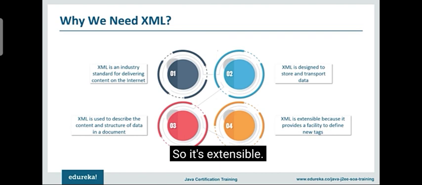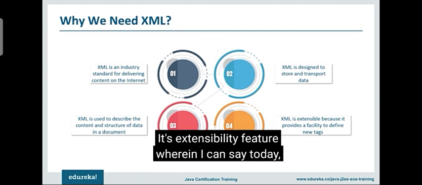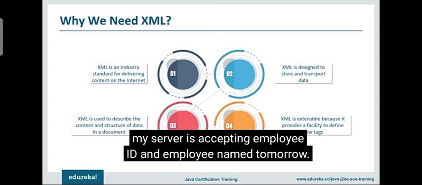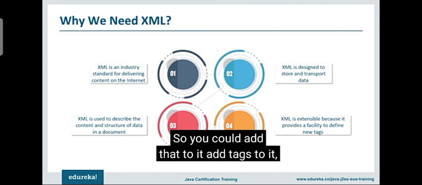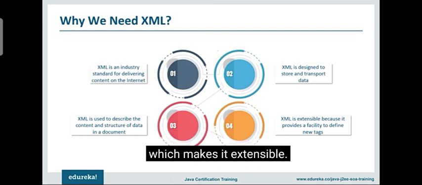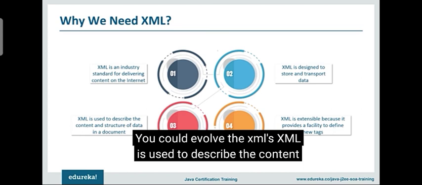So it's extensible. With the extensibility feature, I can say today my server is accepting employee ID and employee name. Tomorrow my server wants to accept employee salary as well. So you could add tags to it, which makes it extensible. It's not one time defined. You could change it. You could evolve the XMLs.